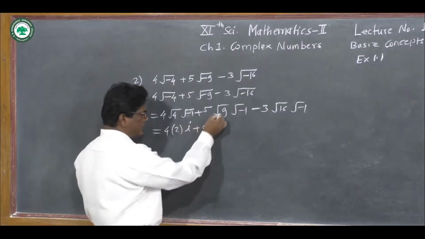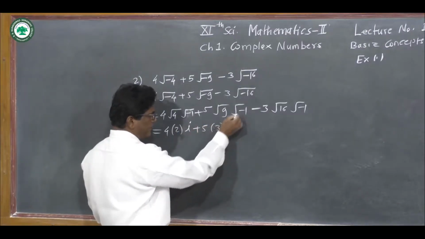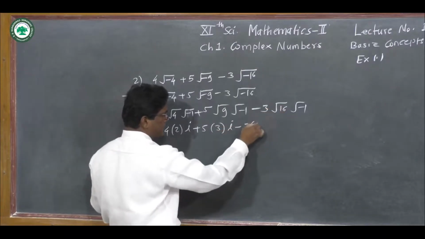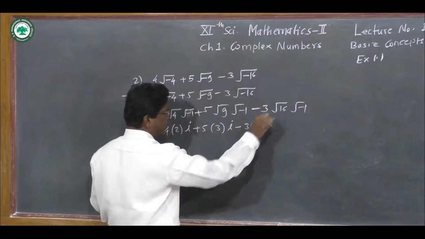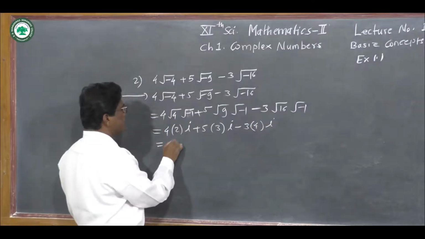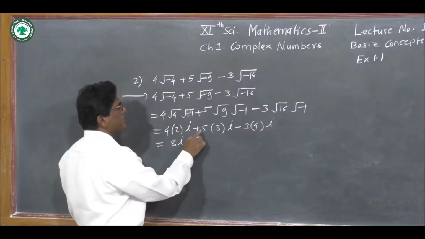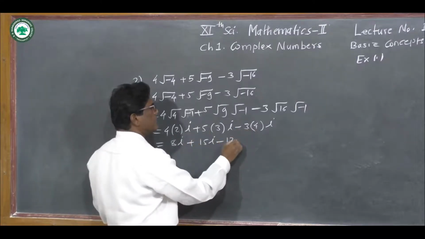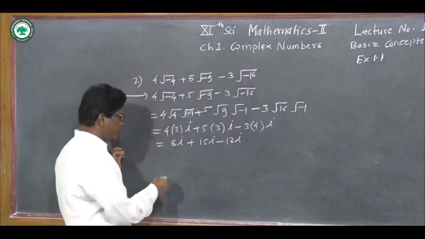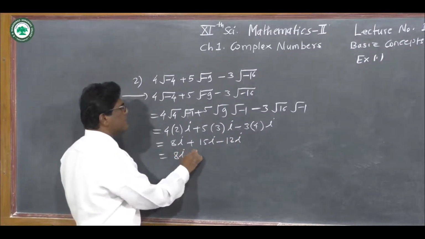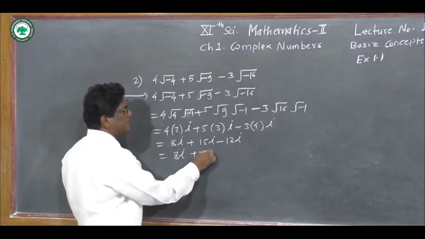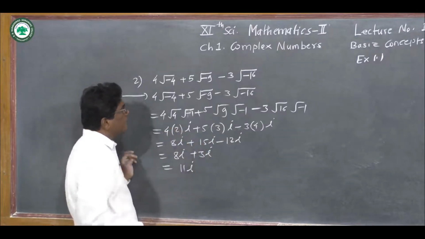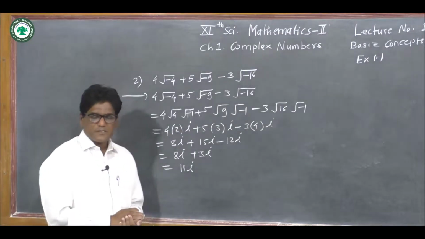Plus 5, root of 9 is 3, and root of minus 1 is i, minus 3, root of 16 is 4, root of minus 1 is i. So it is equal to 4 2s are 8i, plus 5 3s are 15i, and minus 3 4s are 12i. So here 8i plus 15i minus 12i, that is 3i, and 8i plus 3i is equal to 11i. This is the solution of the second problem.